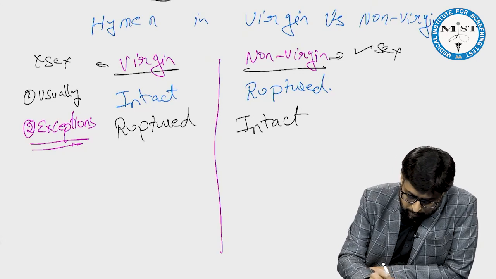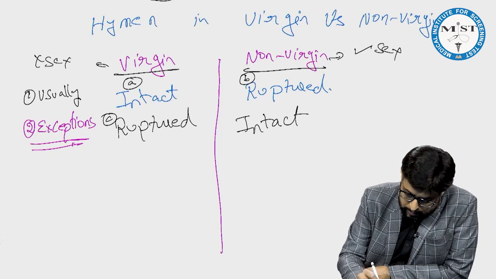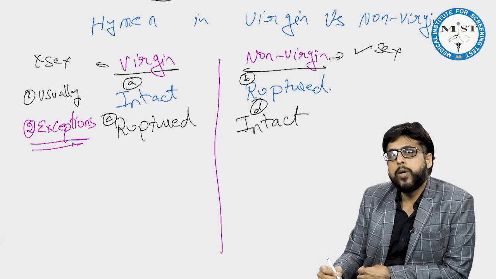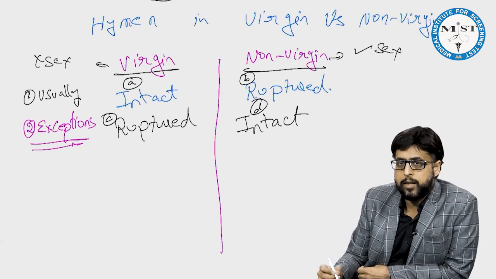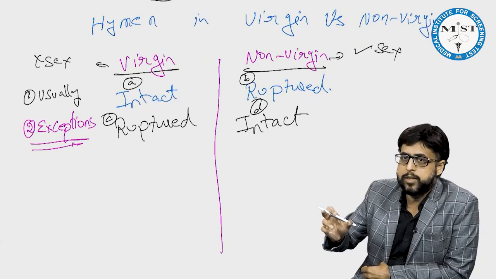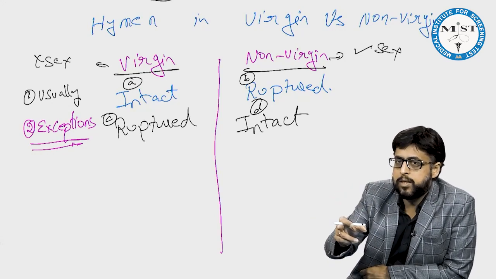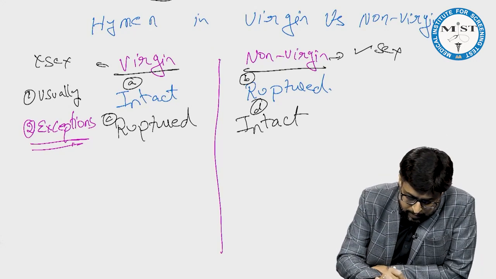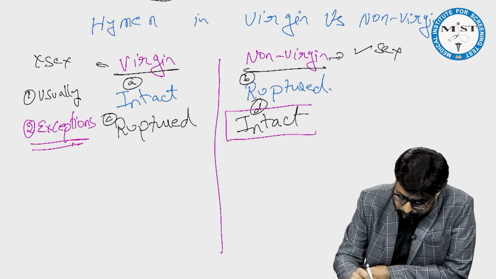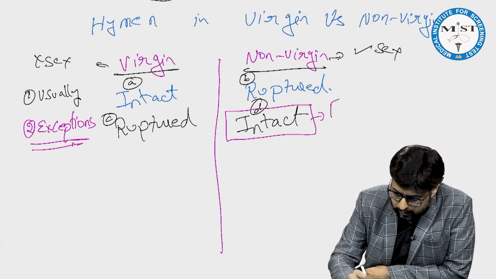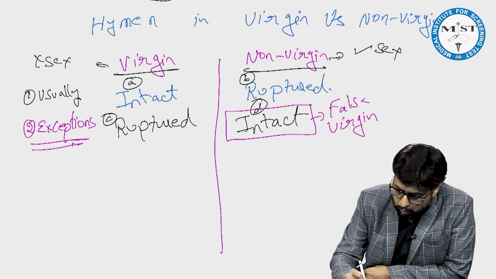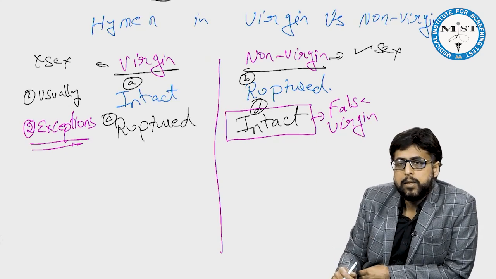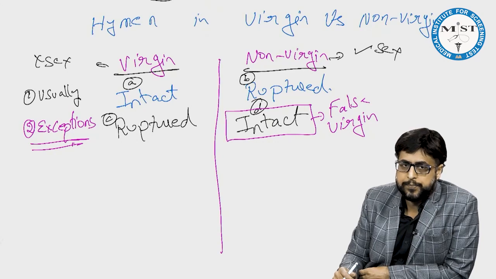Suppose I give them the numbers A, B, C and D. Which one is a false virgin? The name is explanatory, false virgin, which is looking like a virgin but who is actually not a virgin. So, this is false virgin, when the girl had sexual intercourse, but still the hymen is intact.